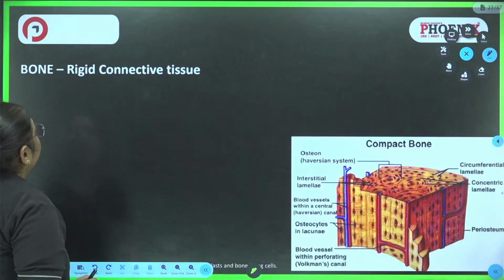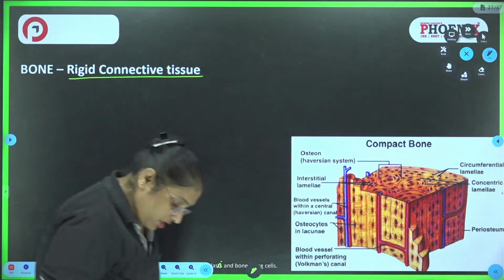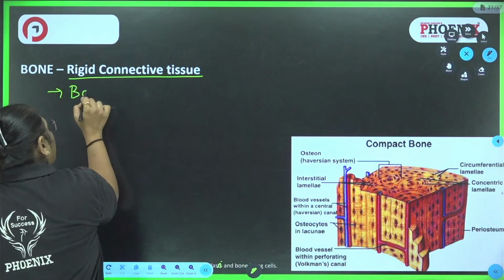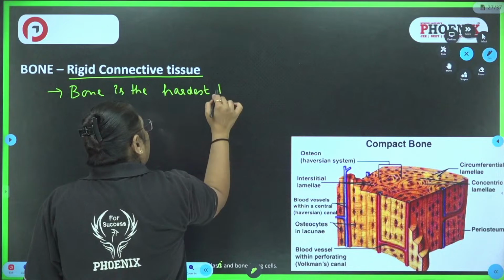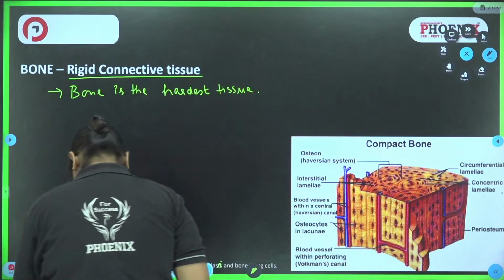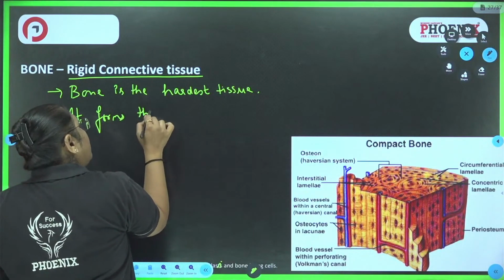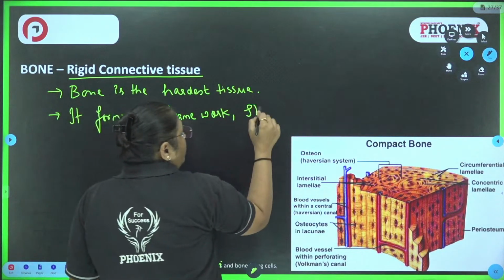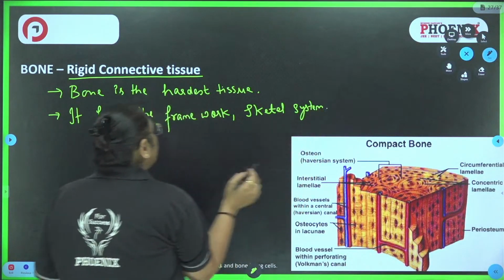Next is rigid connective tissue. If we talk about rigid connective tissue, it means we are talking about the hard tissue. Okay, so bone is the hardest tissue. It forms the framework, or you can say the skeletal system.